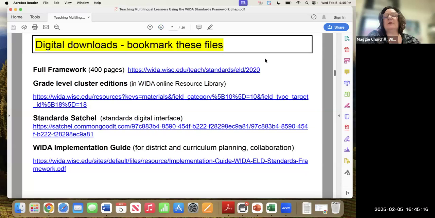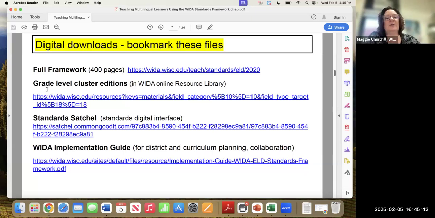Okay. So now we're going to get into the framework. I just want to invite you, if you have not yet already done so, depending on the grade levels that you teach, and I just want to go over what these are quickly. I'm not going to click on them, but you might want the full framework, which is the digital version. It's all 400 pages. If you teach multiple grades, like if you're a K-5 teacher or a K-8 teacher, God bless you, you're going to need that full framework.